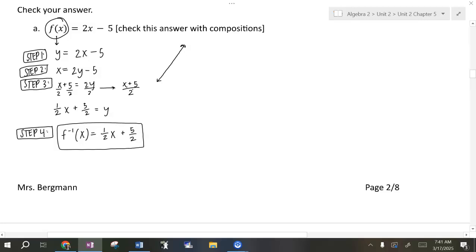So instead of subtracting, it's adding. Instead of multiplying, it's dividing. And you also have to go in reverse order. So instead of multiplying first, then subtracting, you're adding first, then dividing. That's what an inverse does. Every single thing in the function is inverse.